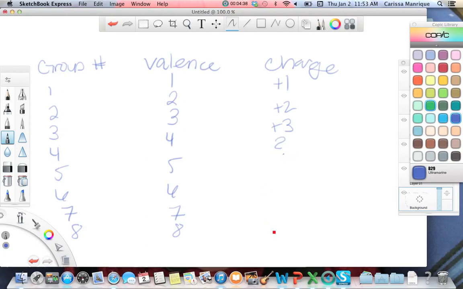Now let's start down here. 8 will have a 0 charge because it already has an octet. This one, group 7, will be -1, 6 will be -2, and 5 will be -3. Alright? Now you can listen to the next lecture.